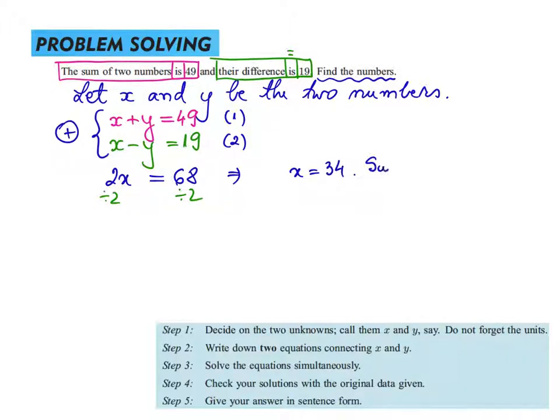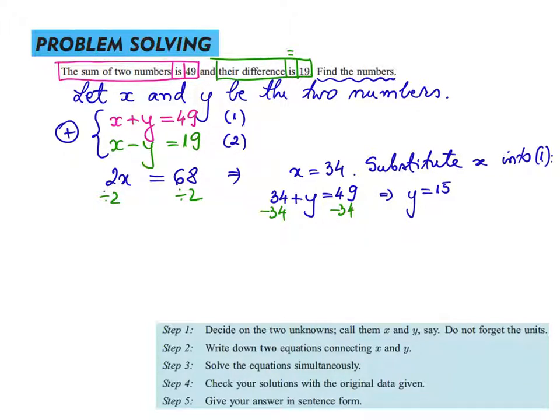I substitute x into, let's say, equation 1, and I get 34 plus y equals 49. To find y, I take away 34 from both sides. So I get y equals 15. My solution is x equals 34, y equals 15.